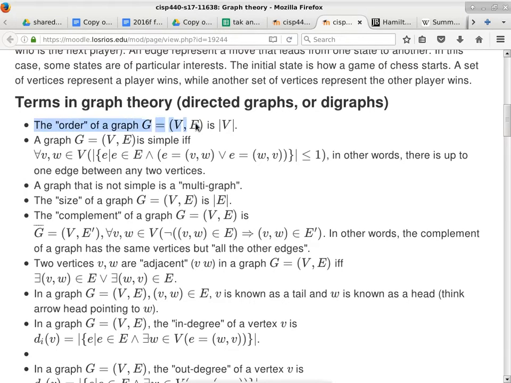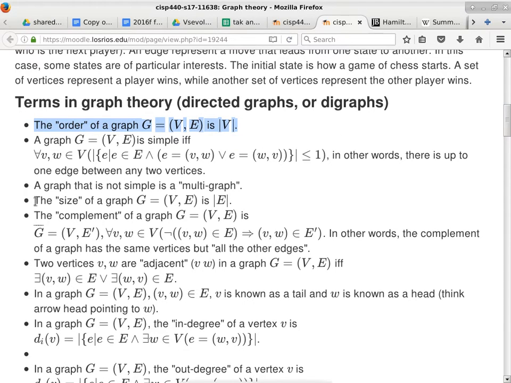The first one is, what is the word order? What does it mean in graph theory? The word order is really just the cardinality of V. In other words, how many vertices do we have? That's the order of a graph. So the one that we have been working with has an order of 5 because there are 5 vertices in that particular graph.